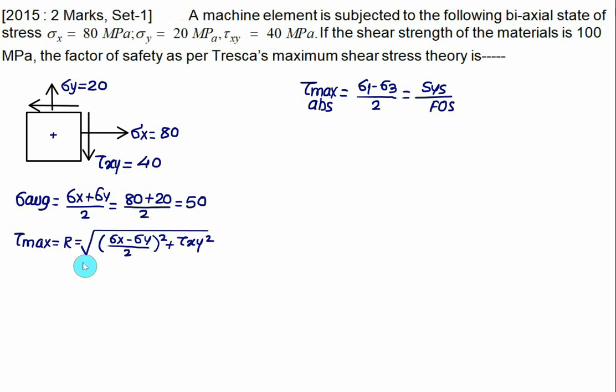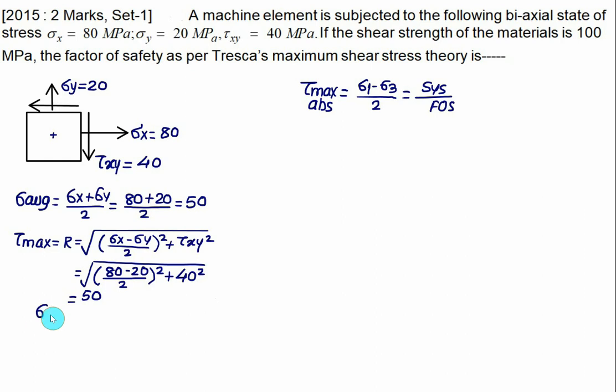Maximum shear stress is given as the square root of ((sigma x minus sigma y) by 2) whole square plus tau xy square. So you have to substitute the values of sigma x, sigma y, and tau xy. In this case, we have sigma x equal to 80, sigma y equal to 20, divided by 2. That is, 60 divided by 2 is 30, square, plus tau xy is 40 square. 30 square plus 40 square is 50 square. So we have tau max equal to 50.